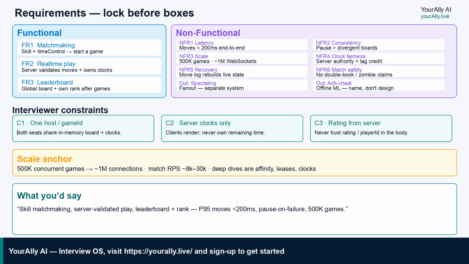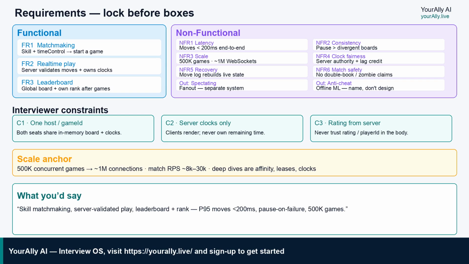Non-functionals, pin scale first: 500,000 concurrent games at peak. Two players each means about a million WebSocket connections, plus validation and two clocks per game. Those numbers carry through every deep dive. Latency: move propagation under 200 milliseconds end to end. In bullet and blitz, seconds per move means delay feels broken. Consistency over availability for live game state. If a host cannot be reached, pause rather than let boards diverge.